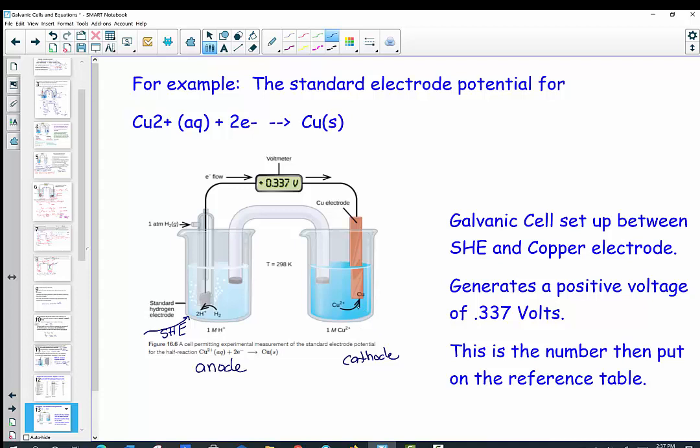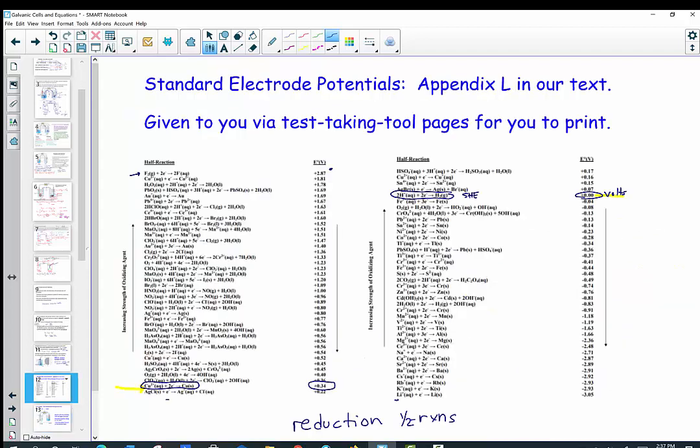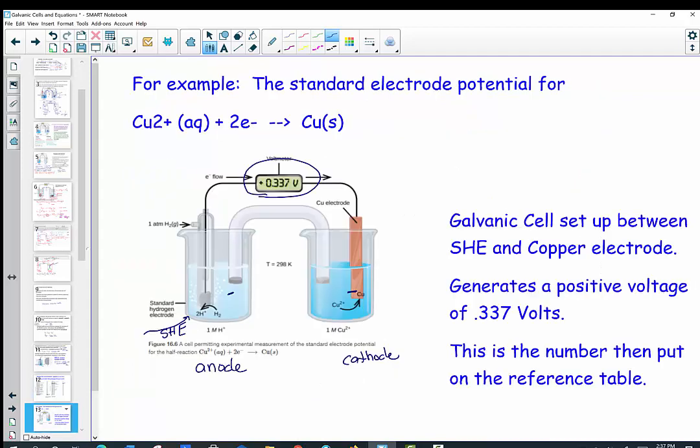When I compare the activity of the copper to the standard SHE cell, the voltage reads 0.337. When I physically build this battery in the lab and hook it up to a voltmeter, it will read 0.337. That's exactly where this number comes from. Here it's written as 0.34, based on comparison to the volts generated by the standard hydrogen electrode. So walking away from this, we know the SHE cell is the standard to which we compare all other half cells.